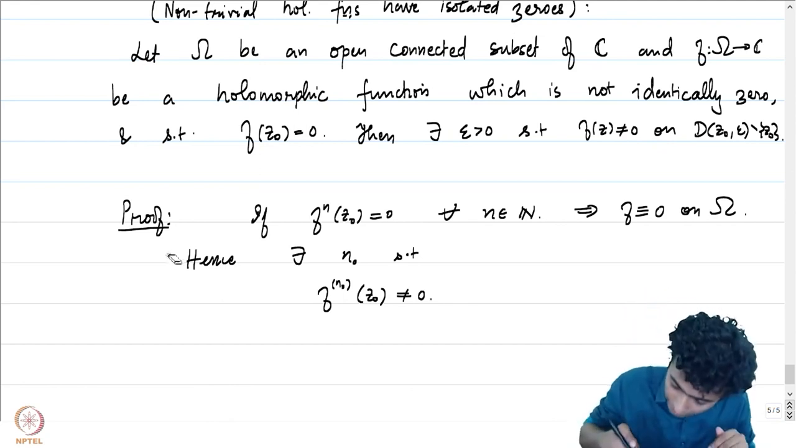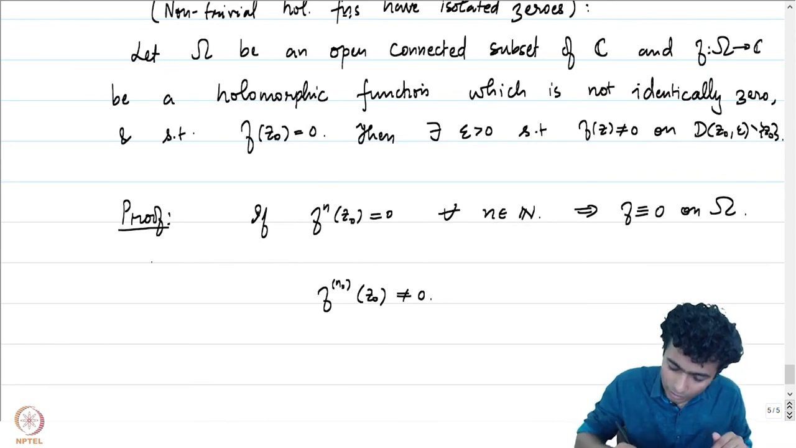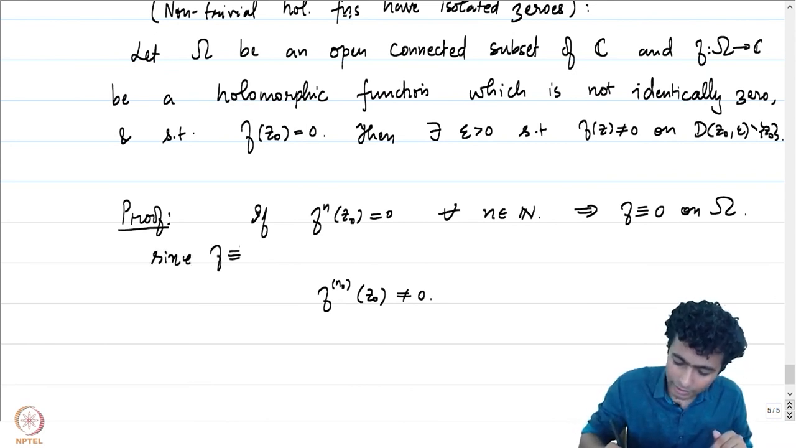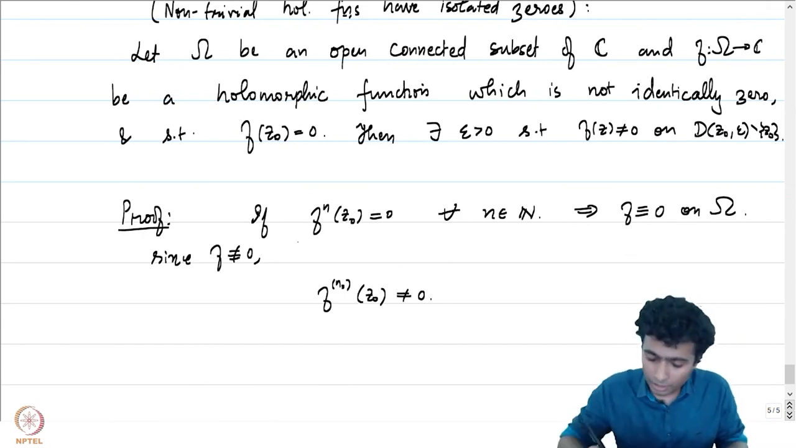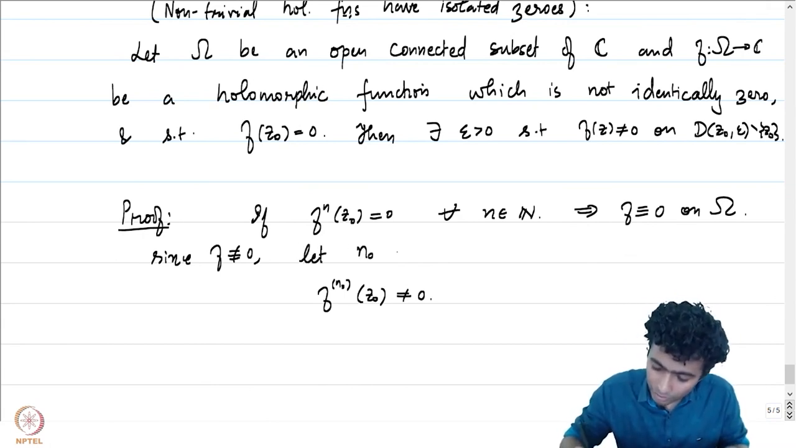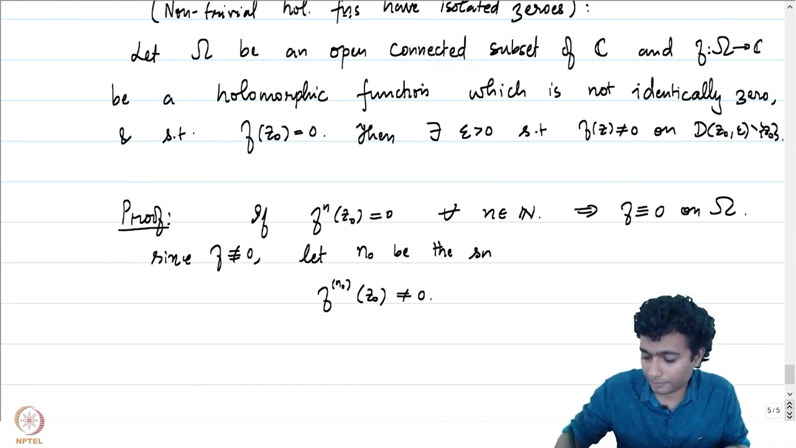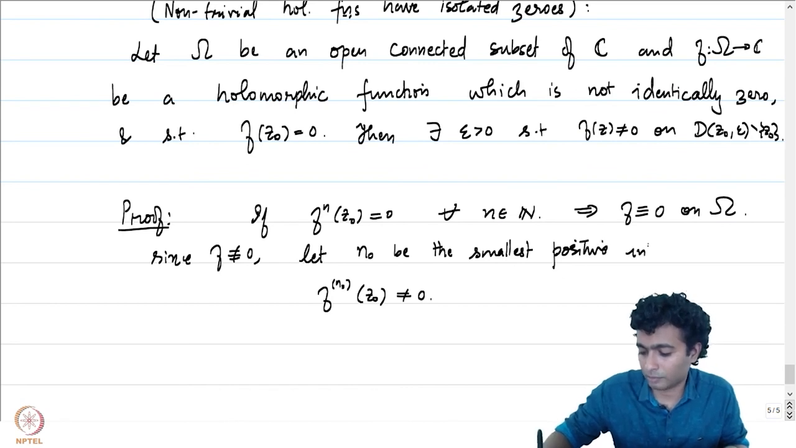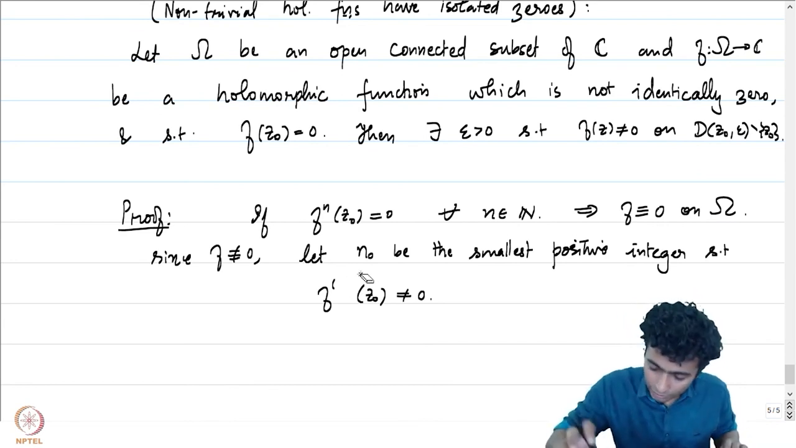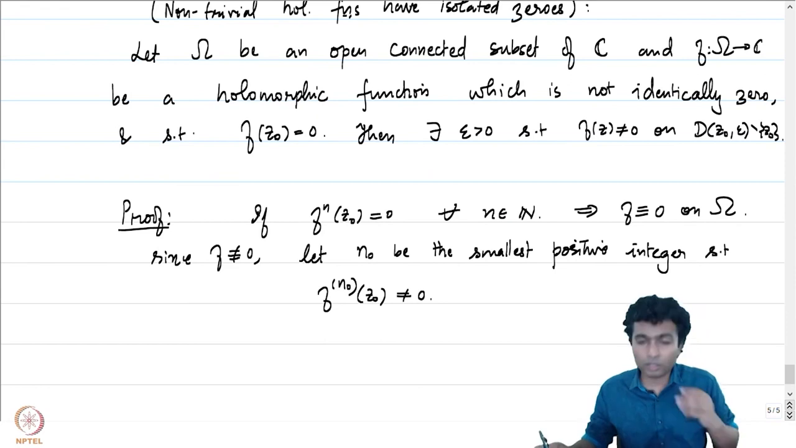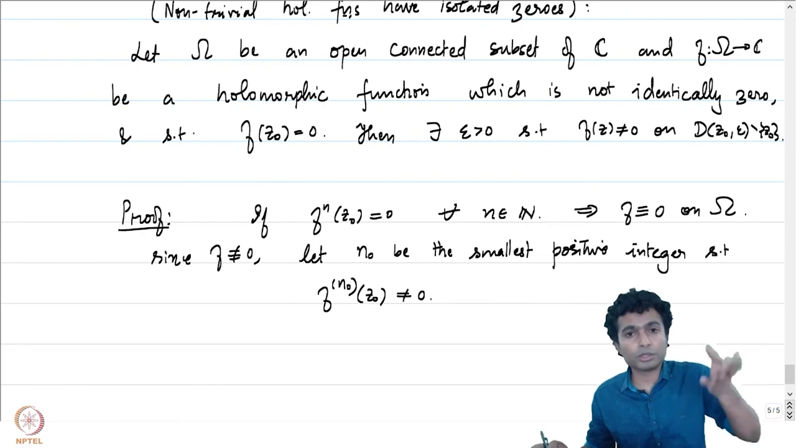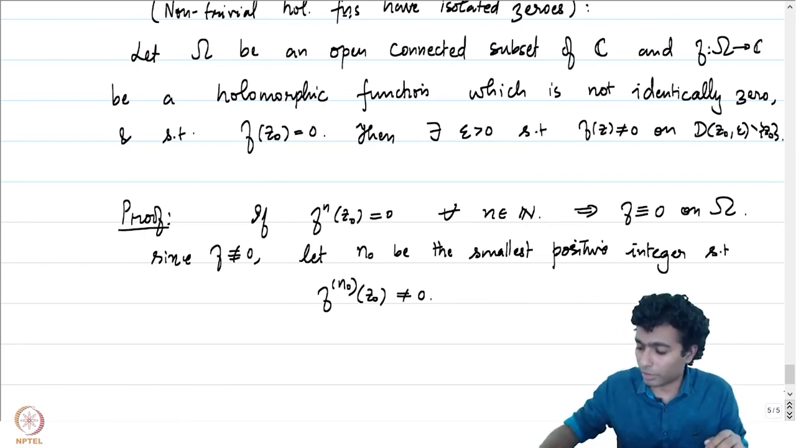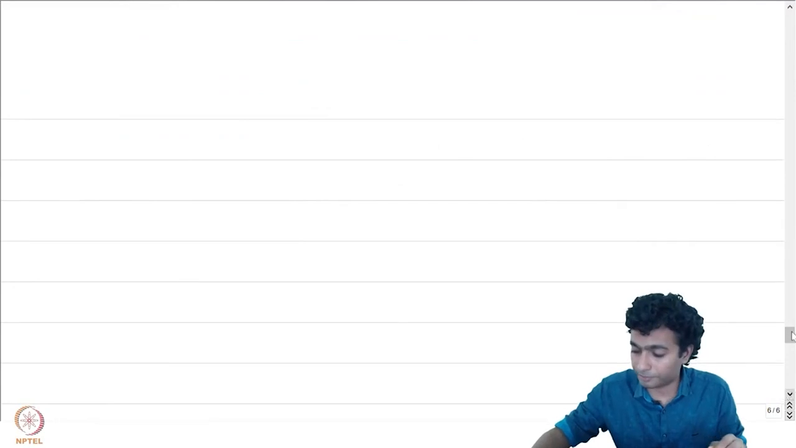So, let me just reword it. Since f is not identically equal to 0, there exists some n. Let n0 be the smallest positive integer such that fn0 of z0 is not equal to 0. Notice that n0 is greater than or equal to 1, because if you look at f0 of z0, that is just f of z0, and we know that that is equal to 0. So, n0 should certainly be greater than or equal to 1.